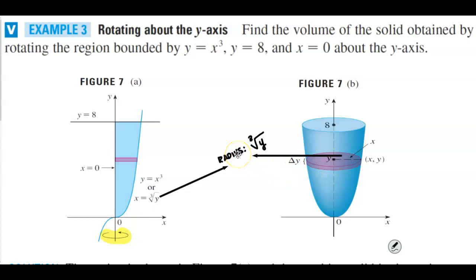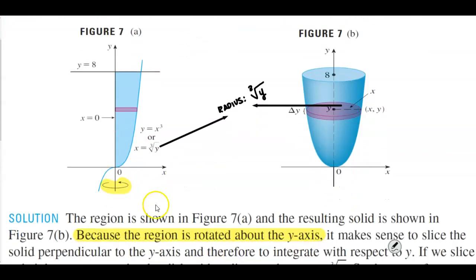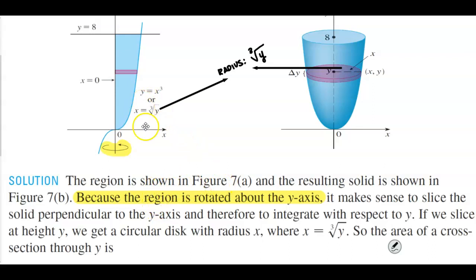Now, what we do is we're creating a circular disk, and that circular disk is going to have a radius of the cube root of y. The reason why it's the cube root of y is because we want it in terms of y. So what we're going to do is solve this equation for x. So the region that's shown in figure 7a, and the resulting solid is shown in figure 7b.